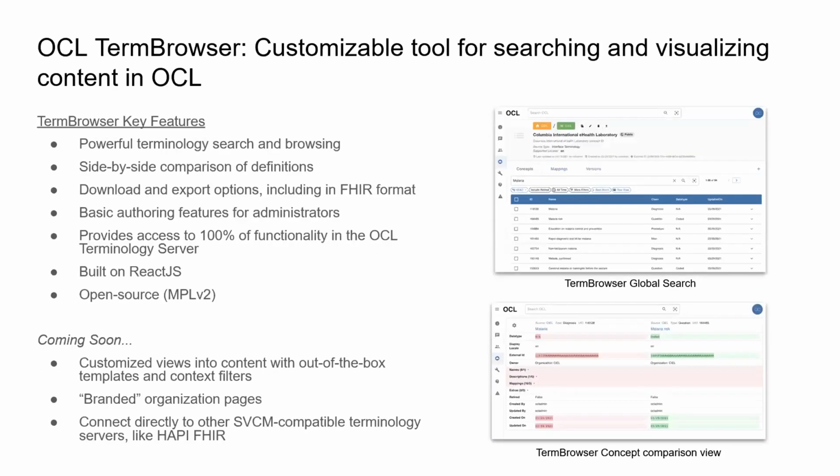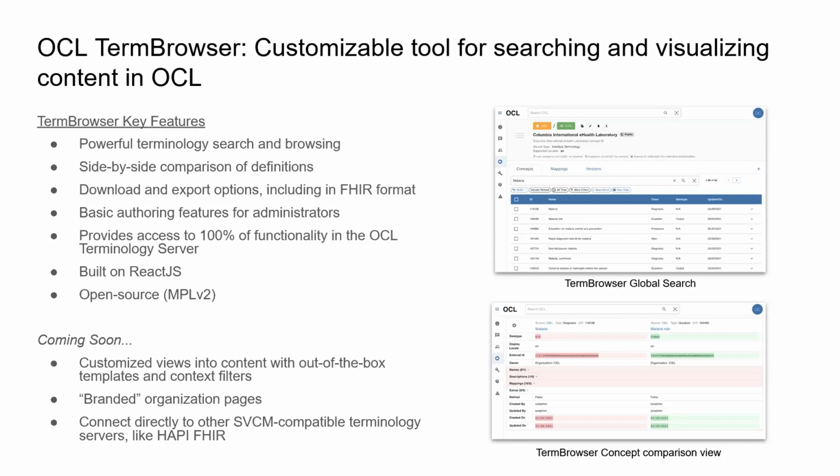So first, let's start with the term browser. And this is kind of where most users get started with OCL. This is the first thing they see when they're getting into terminology management with OCL. So the OCL term browser is a powerful and customizable web interface for interacting with terminology content and with the OCL terminology server. It's where most users get started, and it provides access to 100% of the underlying terminology service functionality.